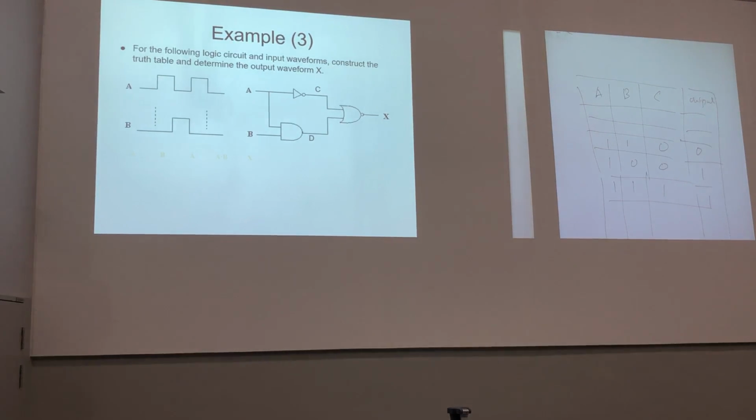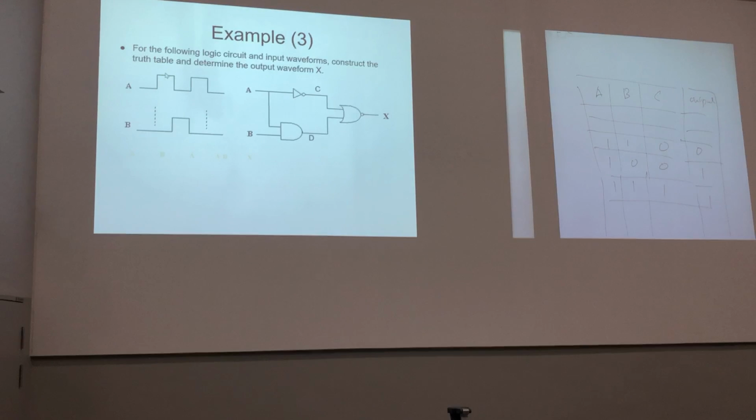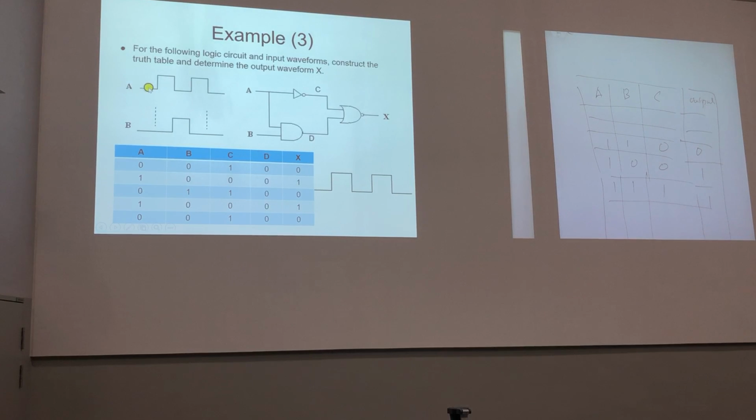For B itself, you have low, low, high, low, low. That is 0, 0, 1, 0, 0. So for column B itself, you also have 5 rows. The first one is 0, 0, 1, 0, 0. Okay? This is how you convert this waveform into a truth table like this. So for signal A itself, you got 0, 1, 0, 1, 0.